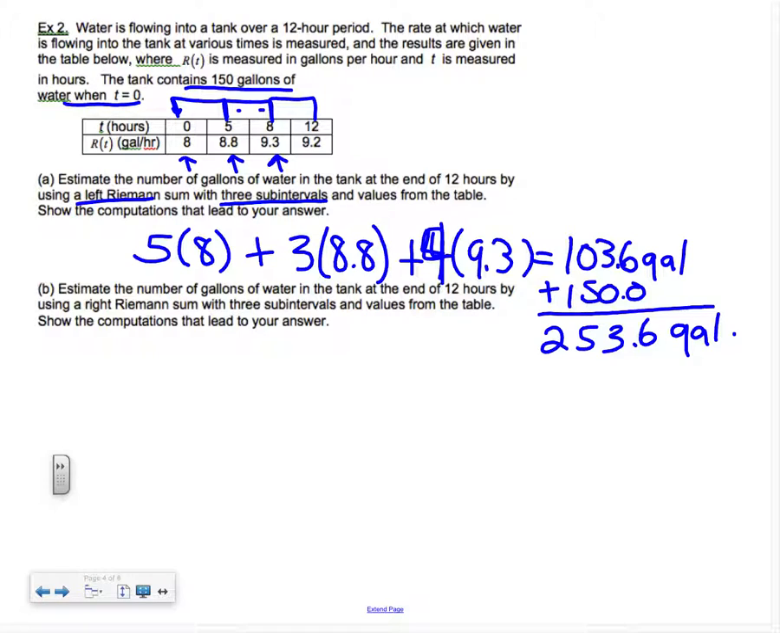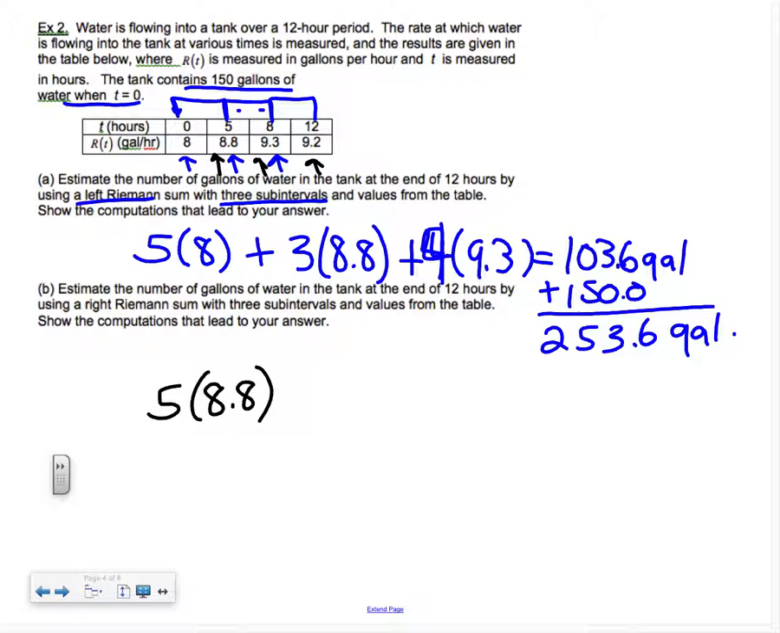All right, so then in part B, it says estimate the number of gallons of water in the tank at the end of 12 hours by using a right Riemann sum with 3 subintervals and values from the table. So pretty much all I'm going to do, I have the same widths, but now I'm going to do it from the right-hand side. So I'm going to start here. I'm going to use these 3 heights right here. So the first rectangle has a width of 5 and a height of 8.8.